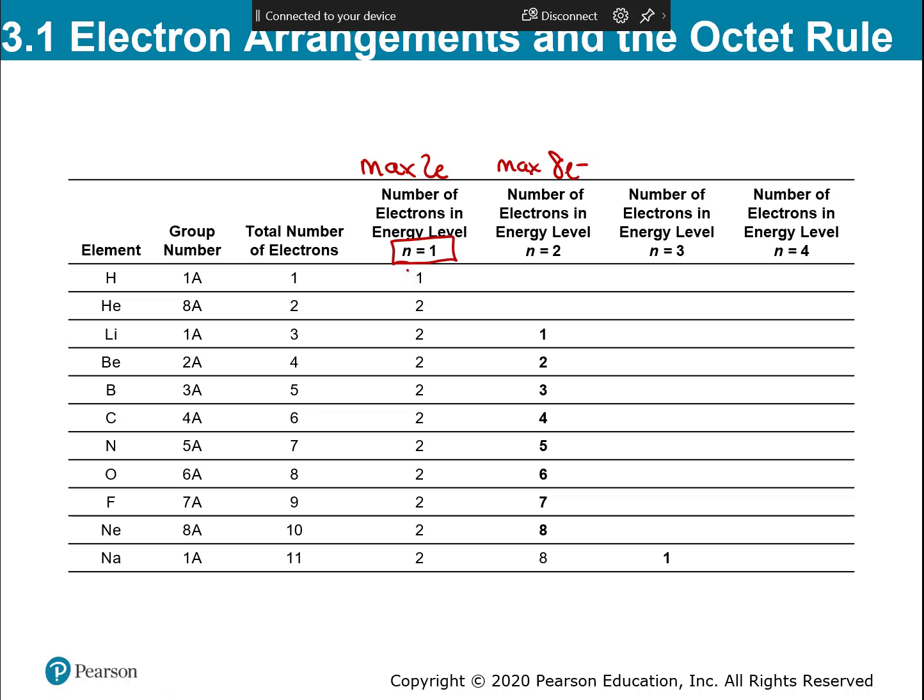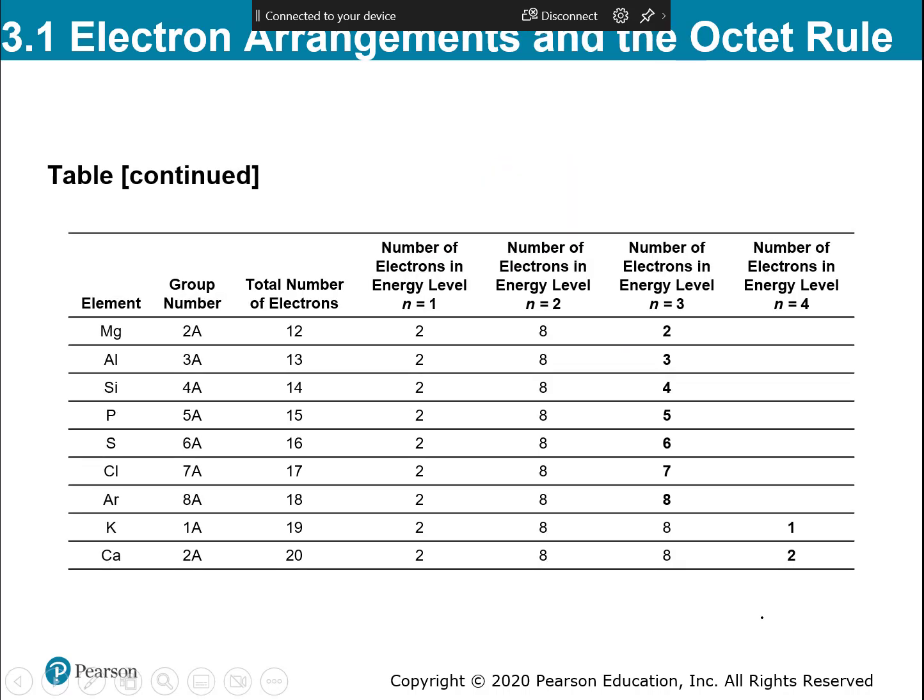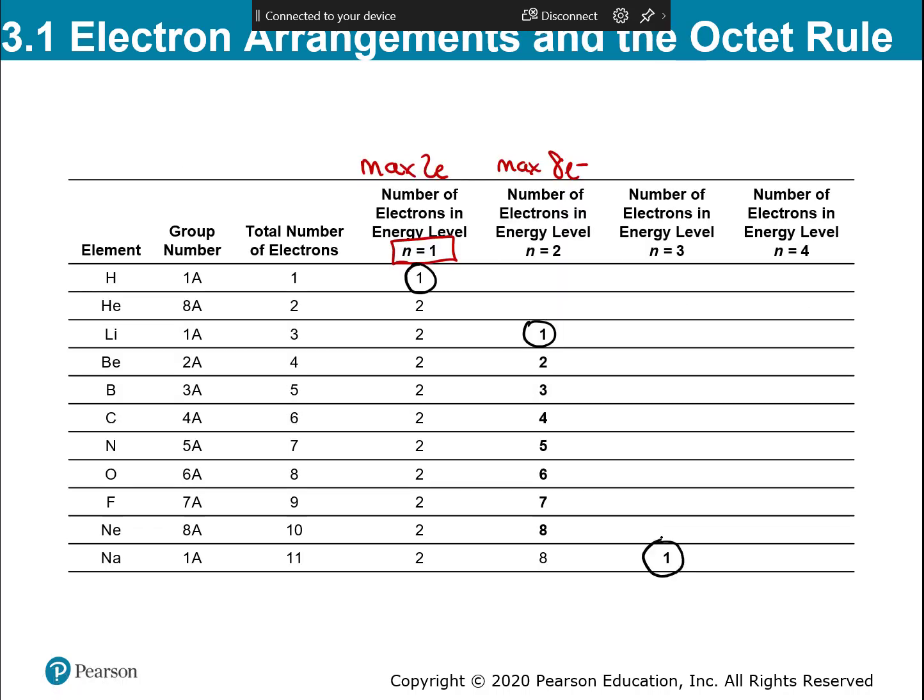So here's another thing that you can see on the periodic table. So notice hydrogen, lithium, and sodium. They all have what? What do they have in common? They all have 1 electron in their outer energy level.